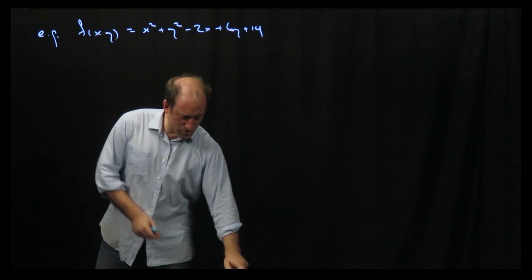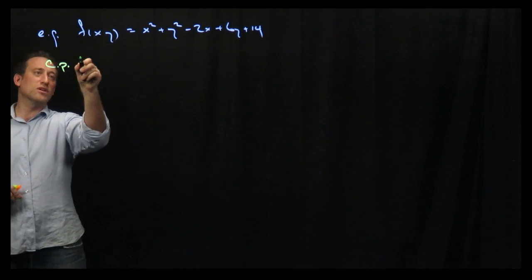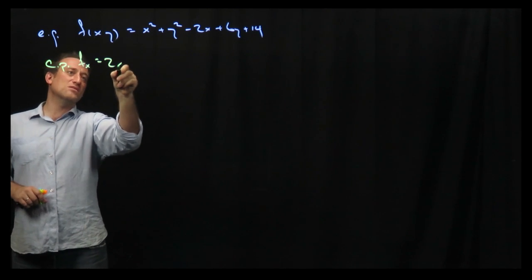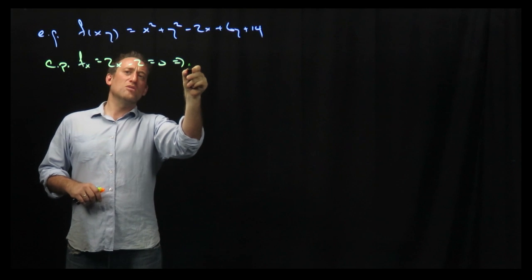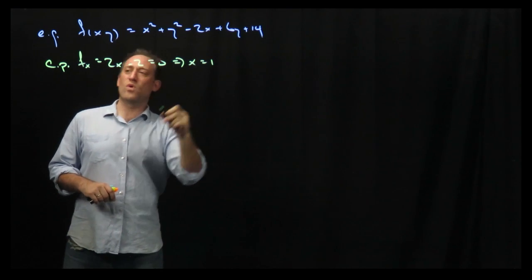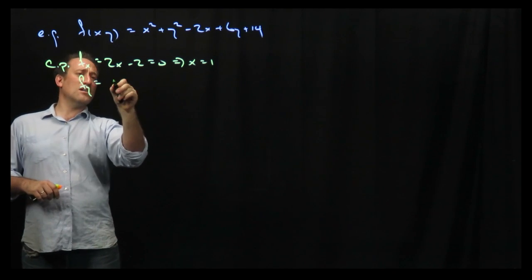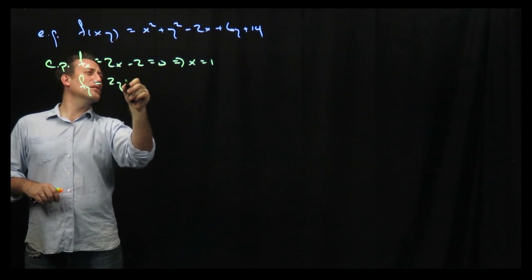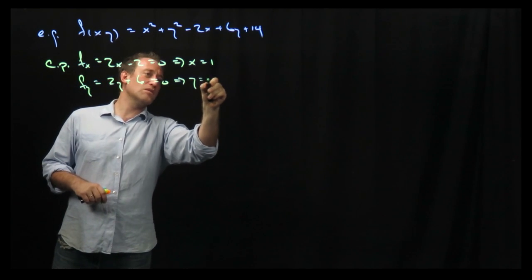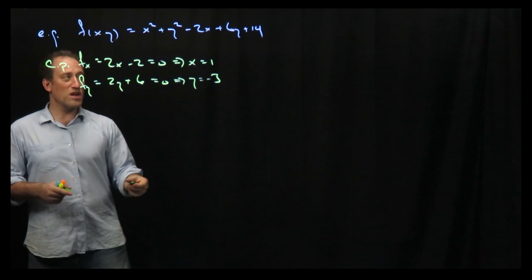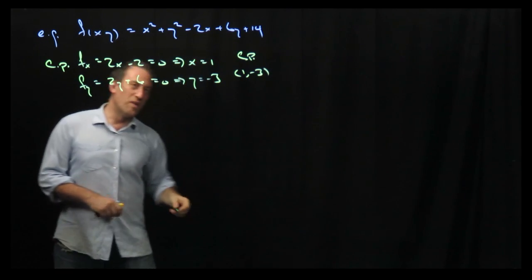To do so, begin with critical points. So, critical points: fx is 2x minus 2, which will be 0 precisely when x is 1, and fy is 2y plus 6, which is 0 precisely when y is minus 3. I, of course, did this already, but in any case, critical point (1, minus 3).